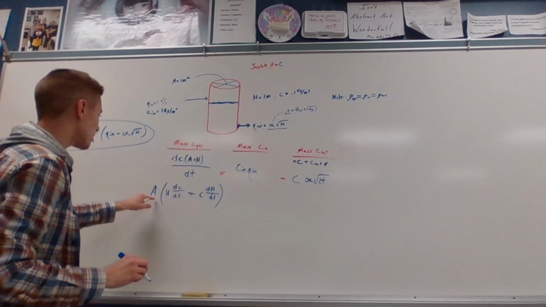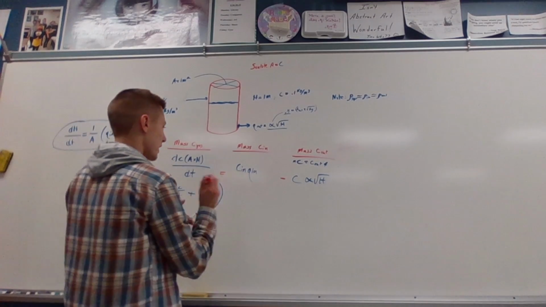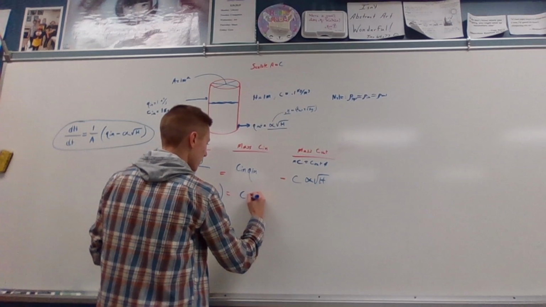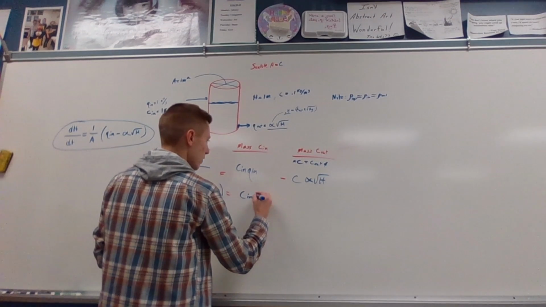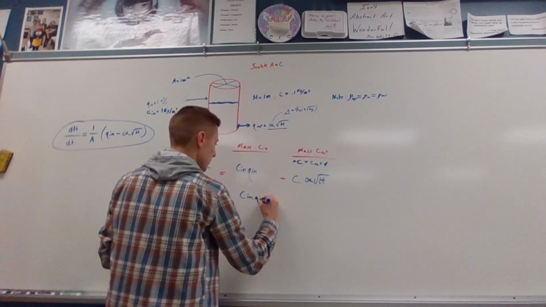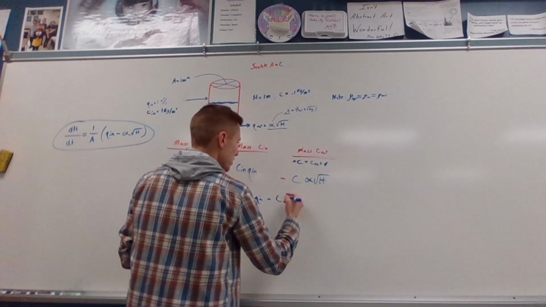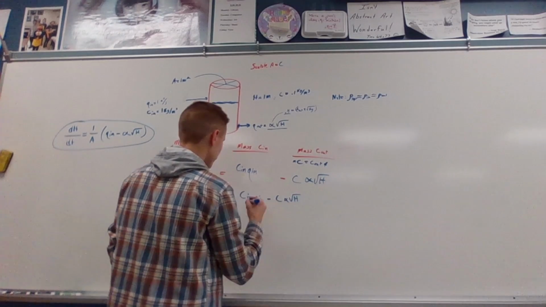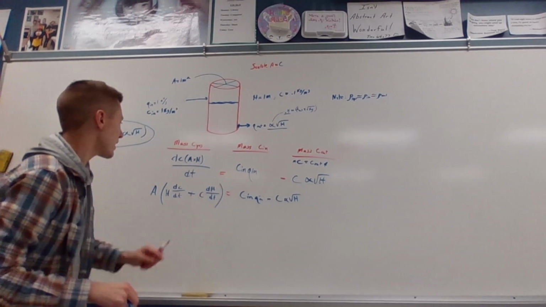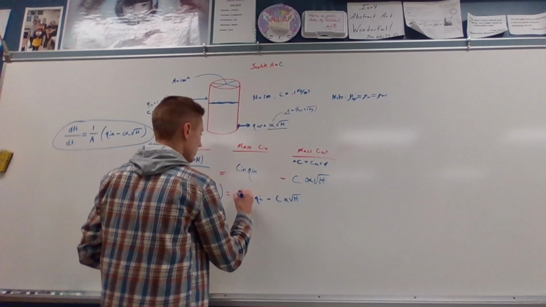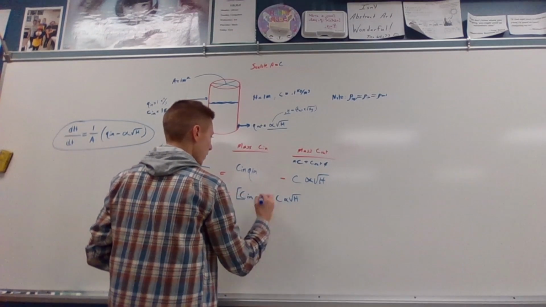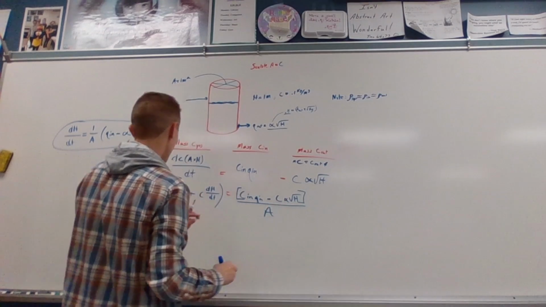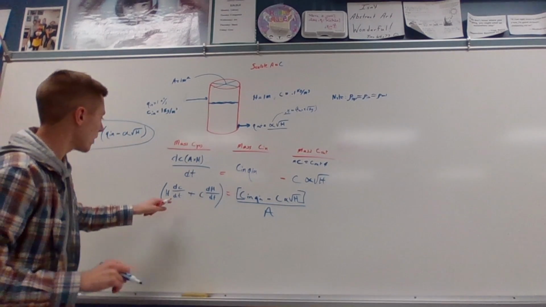Now I can go ahead and bring these terms down. So this is equal to our C in times Q in, minus our concentration out times our flow rate out. We're going to get this on the other side, so in order to do that, we're going to divide this term by our area, so that our area is gone on this side.